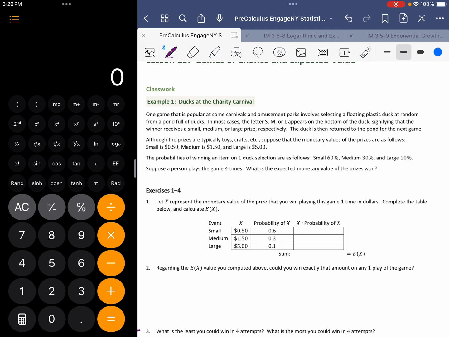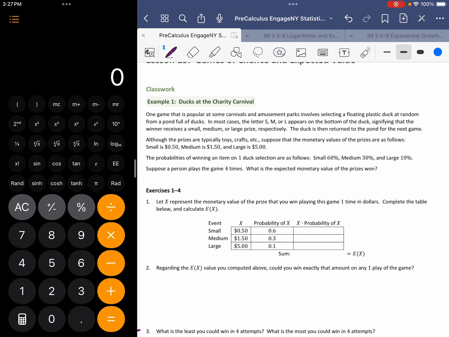One game that is popular at some carnivals and amusement parks involves selecting a floating plastic duck at random from a pond full of ducks. In most cases, the letter S, M, or L appears on the bottom of the duck, signifying that the winner receives a small, medium, or large prize, respectively. The duck is then returned to the pond for the next game.